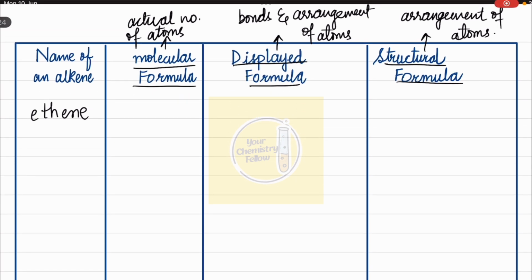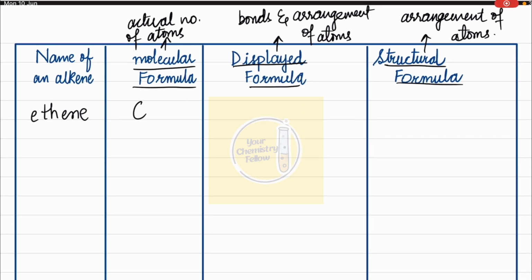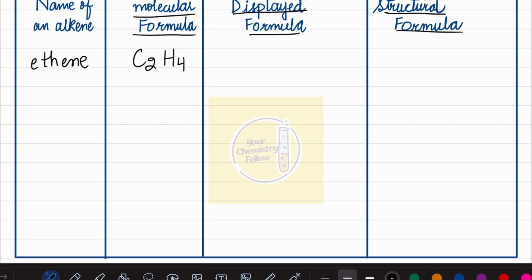So, for ethene, the molecular formula is C2H4. We will draw its displayed formula. There must be a double covalent bond in the chain of carbon atoms. So, as there are only 2 carbon atoms, the double bond will be present between these 2 carbon atoms, and the other bonds are made with the hydrogen atoms.